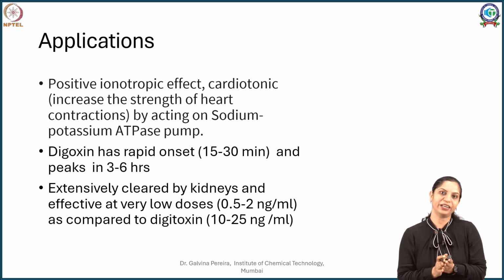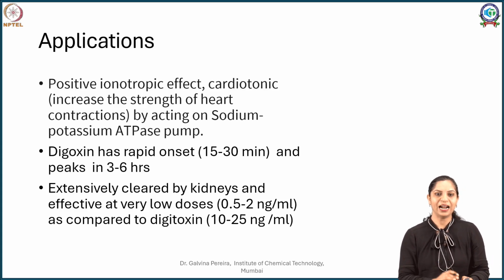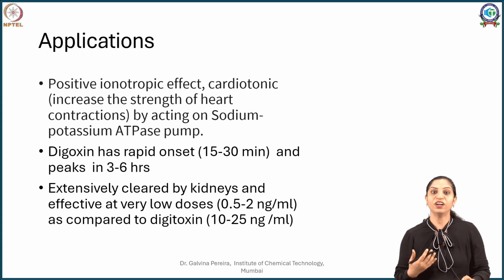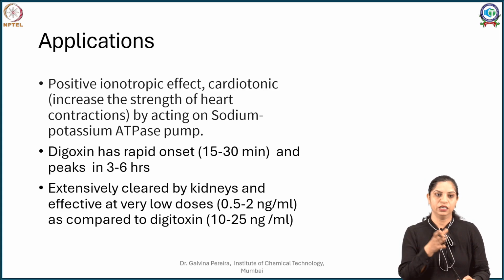So you will see in the market you have digitoxin and digoxin. Both are marketed and they have slightly different applications. As compared to digitoxin, digoxin has a rapid onset. The onset is as fast as 15 to 30 minutes and it peaks quickly too. Within 3 to 6 hours it reaches the optimum concentration. So whenever a rapid onset is desired, digoxin is preferred over digitoxin.